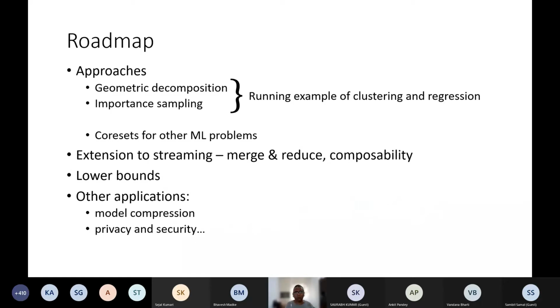So here is the basic roadmap of what I'll talk about. I'll talk about two running examples of machine learning jobs. One is clustering. And while I will mention results about many different clustering methods, the one thing to keep in the back of your head is always k-means clustering, because that is something all of us are familiar with.